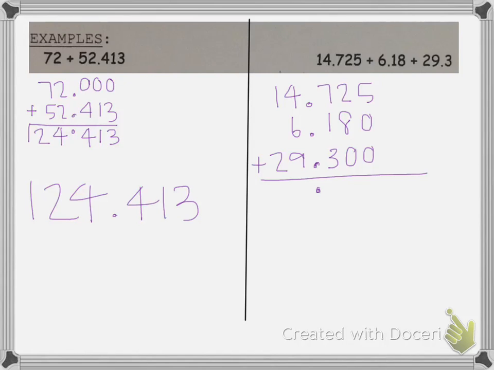Now I can go. So 5 plus 0 plus 0 is 5. 2 plus 8 plus 0 is 10. 7 plus 1 plus 3 plus the one that I carried over is 12. 1 plus 4 plus 6 plus 9 is going to give me 20. And then 2 plus 1 plus 2 gives me 5. So my answer to this one right here is 50 and 205 thousandths.